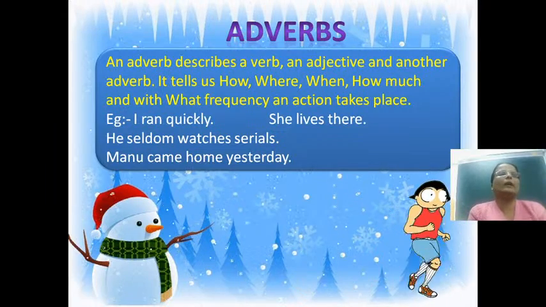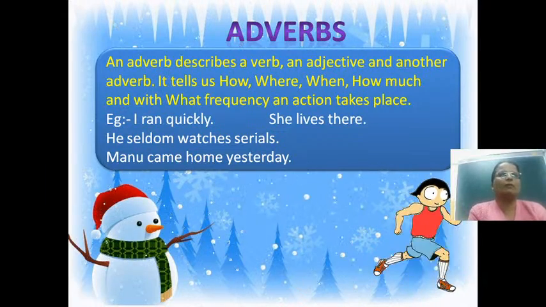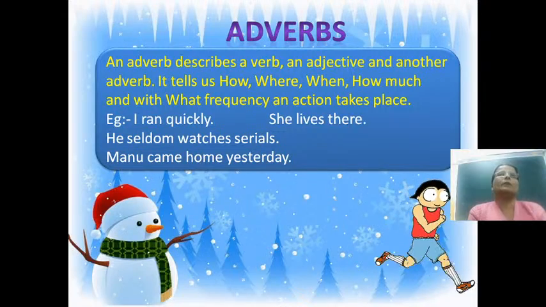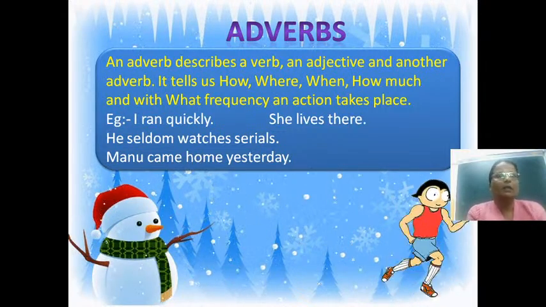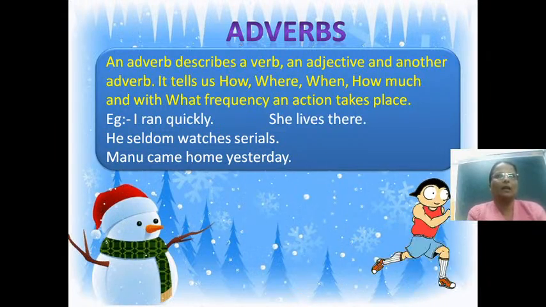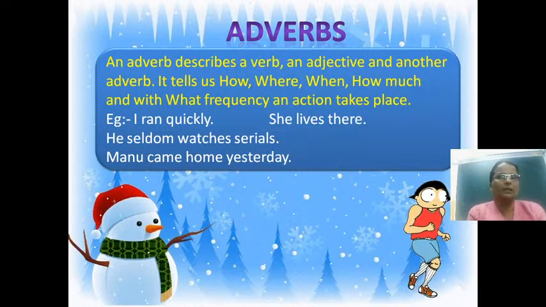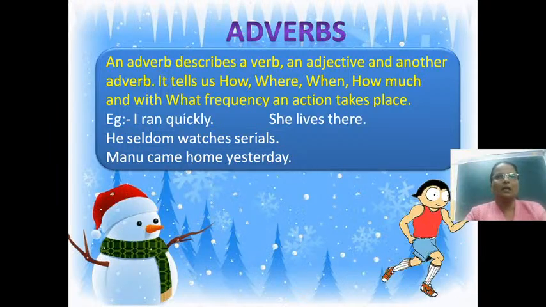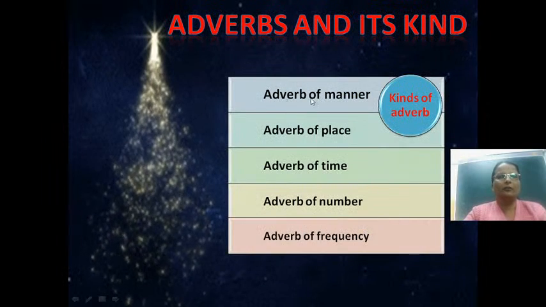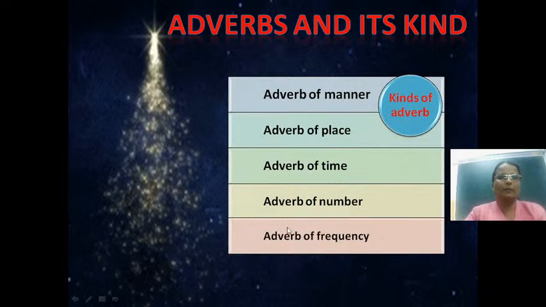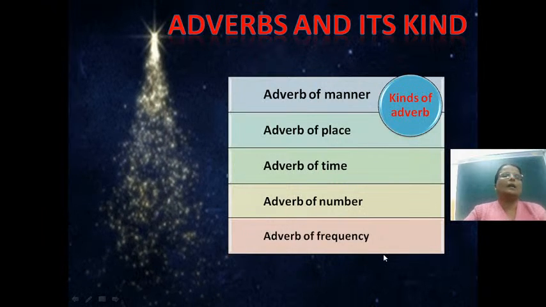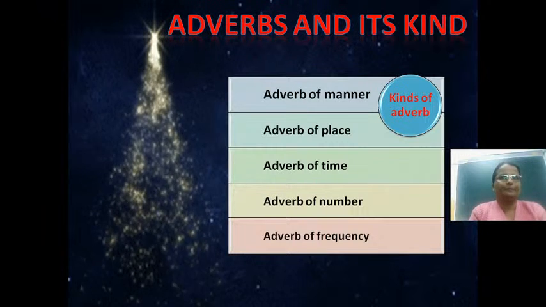Okay, so let's revise this topic of adverb quickly. An adverb is a word which describes a verb, adjective or another adverb. It tells us how, where, when, how much and with what frequency an action takes place. And adverbs are divided into 5. They are adverb of manner, adverb of place, adverb of time, adverb of number and adverb of frequency.